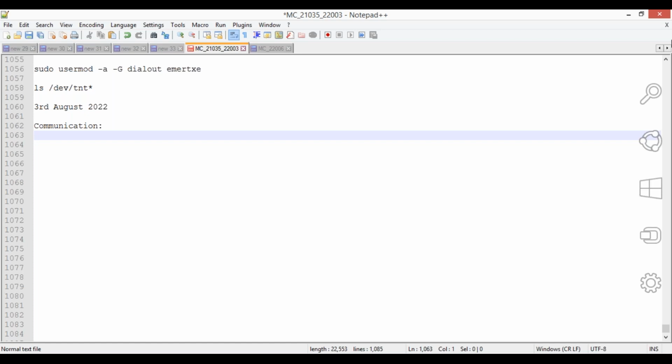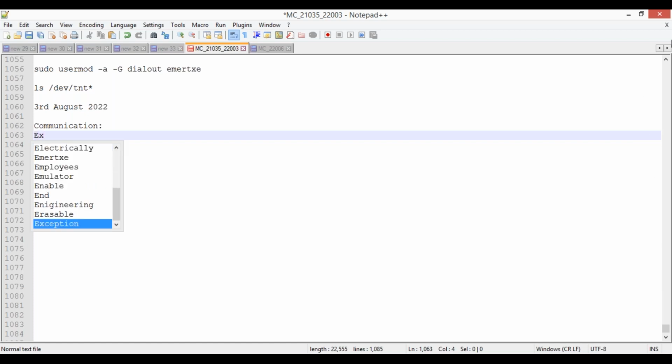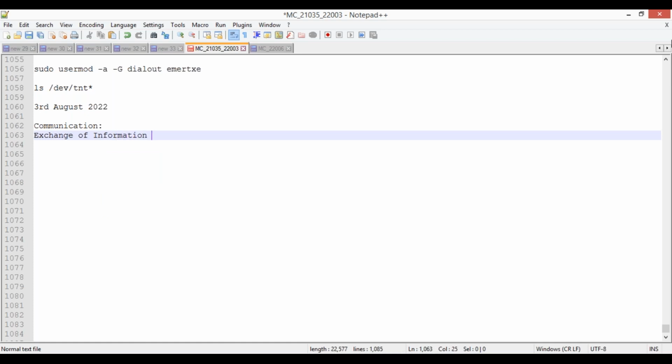Correct. So can I say, as you said correctly, it is exchange or transfer of, instead of saying message, I will say information. So it is nothing but exchange of information, but you have to exchange that information at least between two parties, right? So what is a communication? It's an exchange of information between two parties.